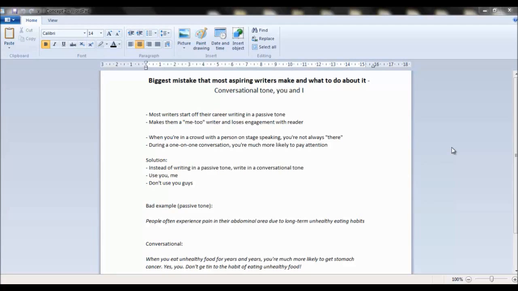The second concept here is the biggest mistake that most aspiring writers make and what to do about it. This is going to be talking about conversational tone, you and I. Most writers start off their career writing in a passive tone. I think this is a kind of training that you go through when you're in school. It's that academic tone of writing. So it makes them a me-too kind of writer and loses engagement with the reader.